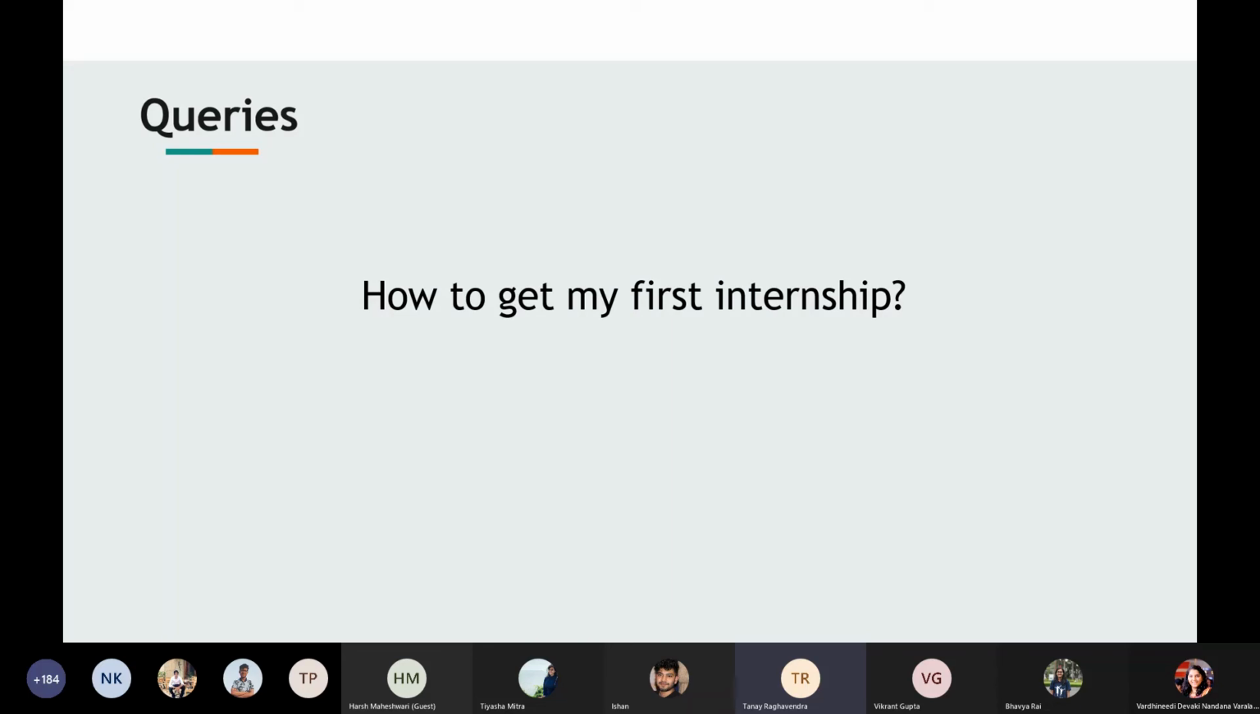But if you want a big brand name internship, then you would probably have to go through connections, either through alums or maybe your dad knows somebody, and that becomes the best way to get the best internship that you can get.